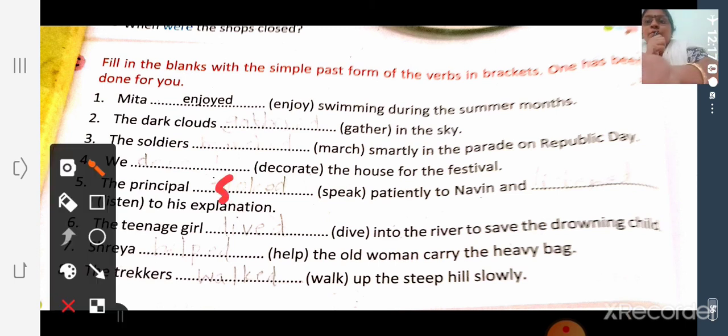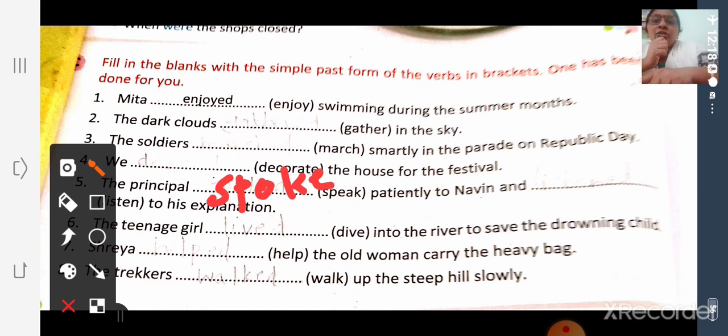Principal spoke. So there are regular verbs and irregular verbs. Regular verbs are those that take ed. Irregular verbs, when we say irregular, it's completely different. Eat, ate, eaten, speak, spoke, spoken, write, wrote, written. These are irregular. But those that take ed are regular. That is very easy for you. Then here this is an irregular verb. Spoke patiently to Naveen, and for listened just add ed.